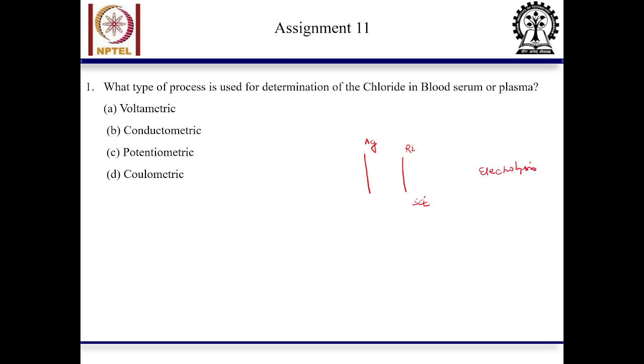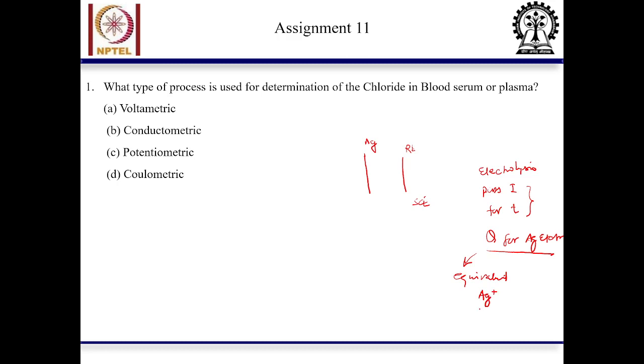So what is the electrolysis? We will pass current I for some time t, right? So basically this will give the charge we are supplying to the silver electrode. Whatever charge we are supplying, an equivalent amount of silver ion we will produce.